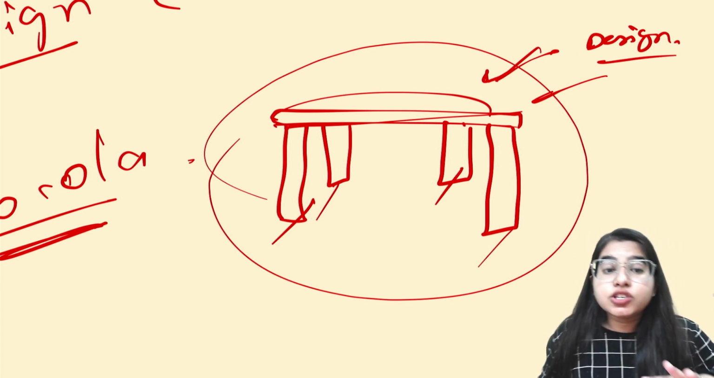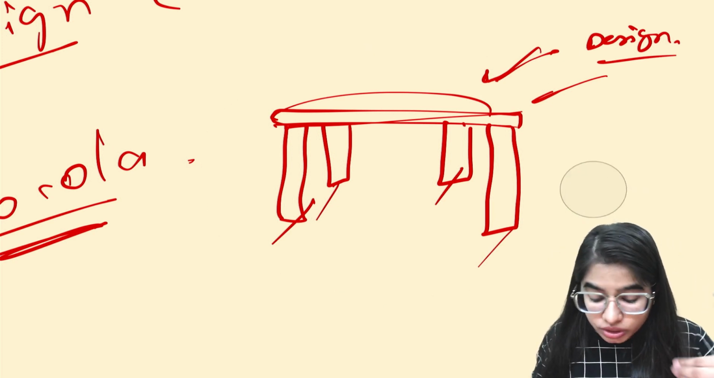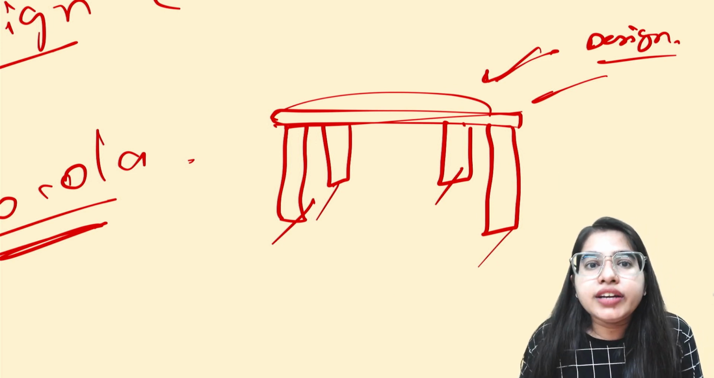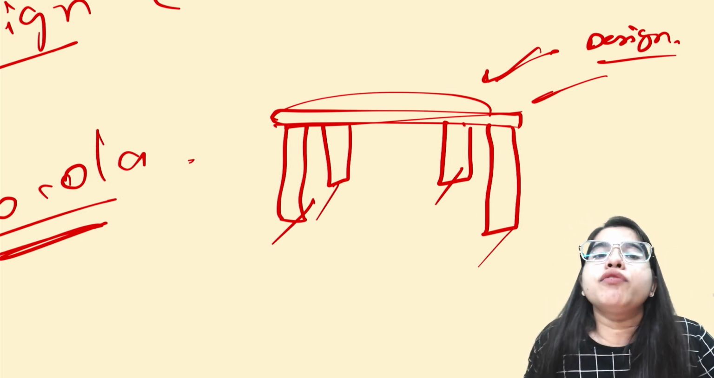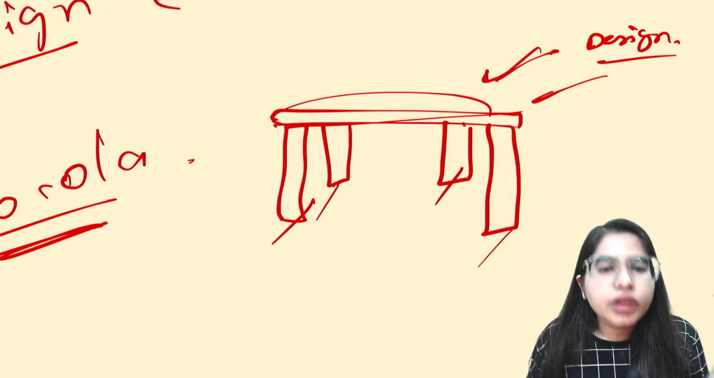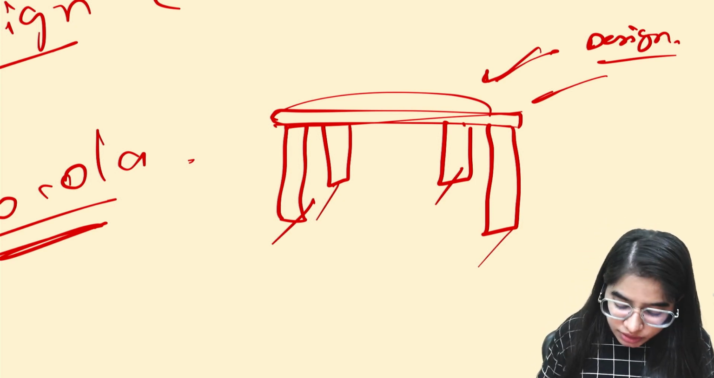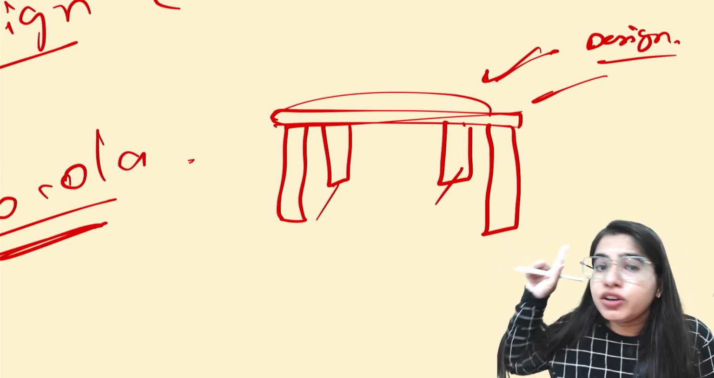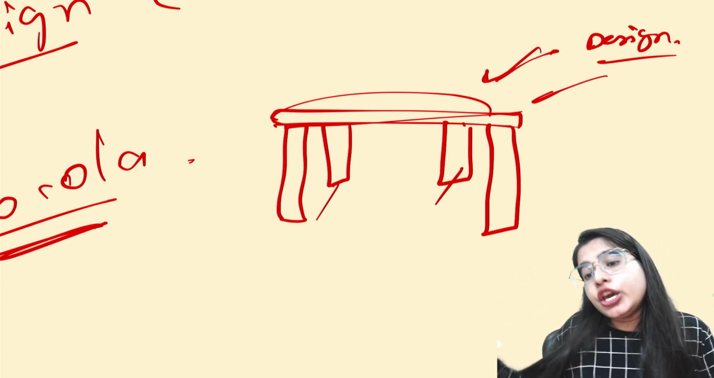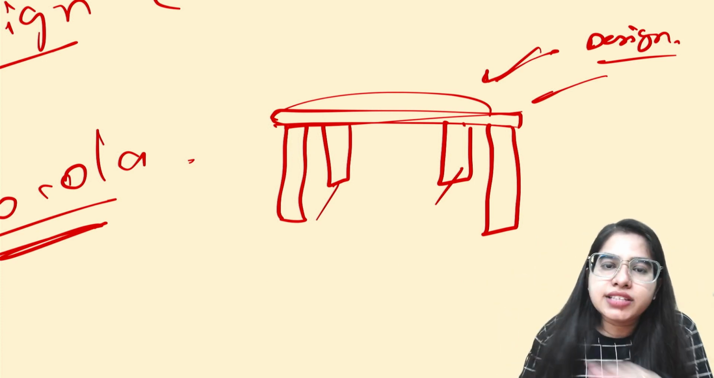You can register only something unique that you make, which is not necessary for the functionality of that product. Only that thing you can register as a design. For example, this basic functionality of a table you cannot register, saying that I made this table with four legs and one flat top.